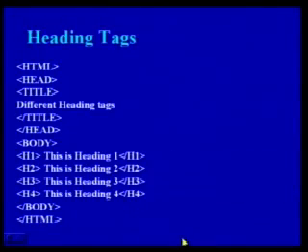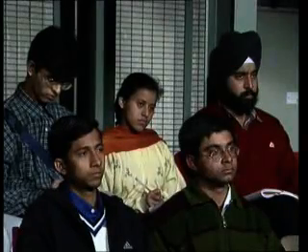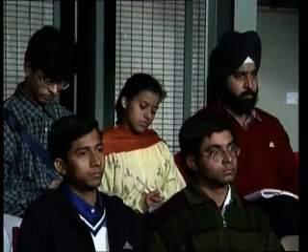Okay, coming over to the HR and BR tags. Now, these are unpaired tags. Don't get confused between the two, because HR creates a horizontal rule between sections of text, and BR creates a break within a sentence. That means when you want to create a new sentence. The difference between P and BR is P is used to create a new paragraph, while BR is used to create a new sentence.